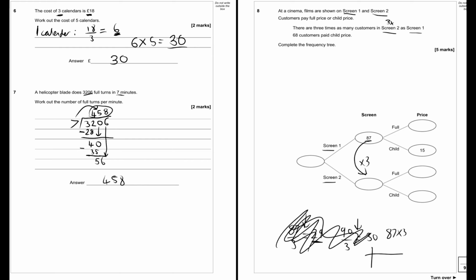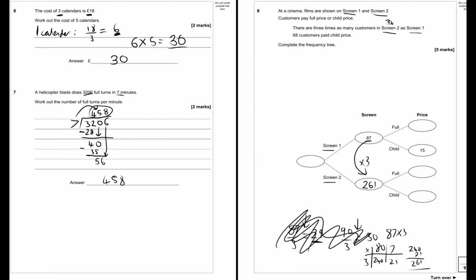Okay, we can use our grid method. Let's split 87 into 80 and 7, and then times it by 3. What's 80 times 3? So do 8, 16, 24. And then add your 0 on the end. 3 times 7 is 7, 14, 21. Add them together. So 240 plus 21 is going to be 261. Okay, so we know there's 261 people in screen 2.